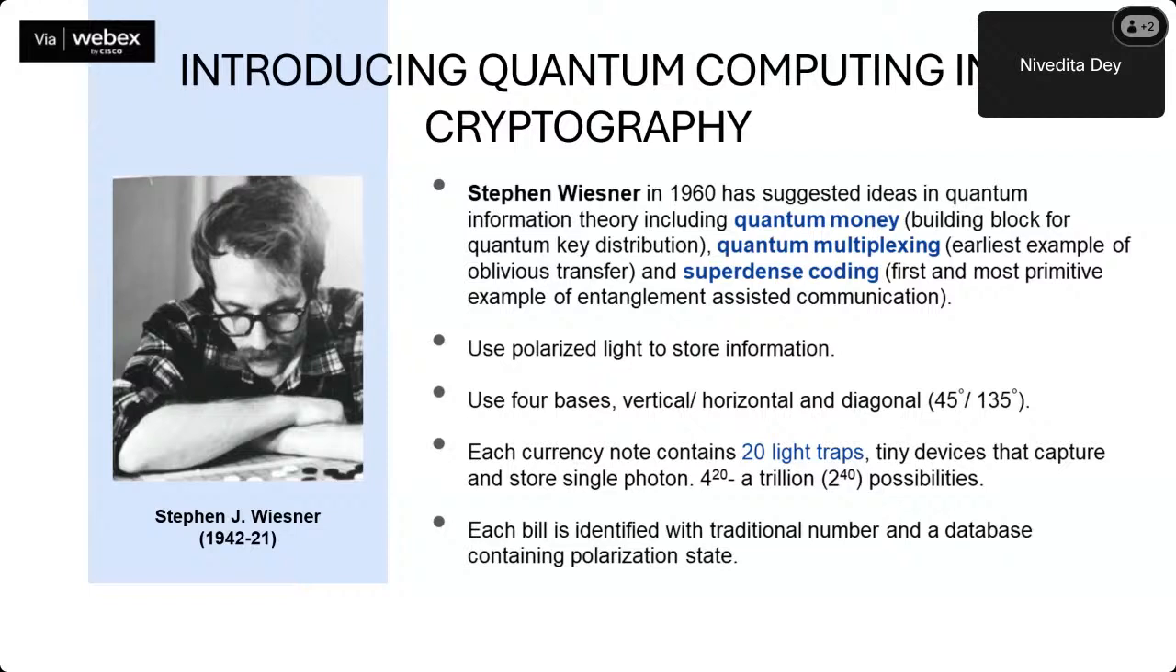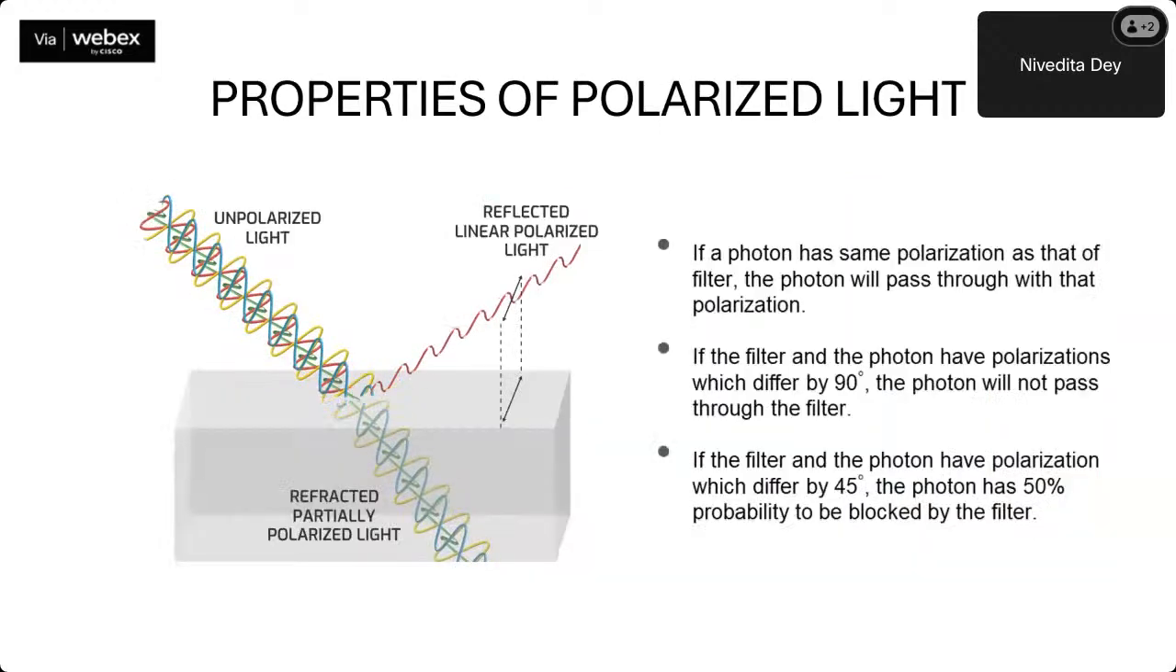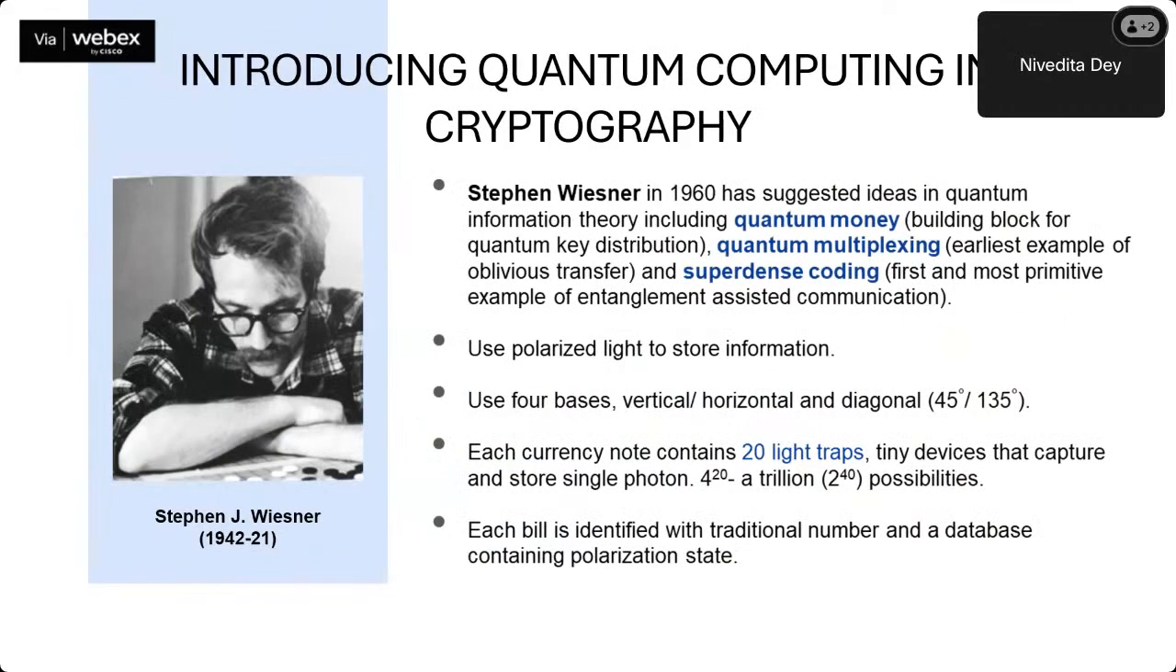So in quantum money, let me just show you the diagram. It is something like this. This is an example of a quantum money. You can see there are a few photons there and there is some sort of polarization of those photons, right? Based on that, we here introduce four bases. Either a vertical horizontal basis, that is these two bases, or a diagonal basis, diagonal plus and minus, which is 45-degree or plus and minus or 135-degree.